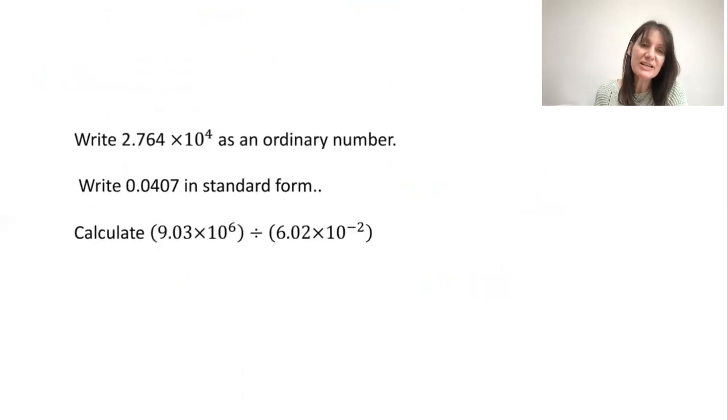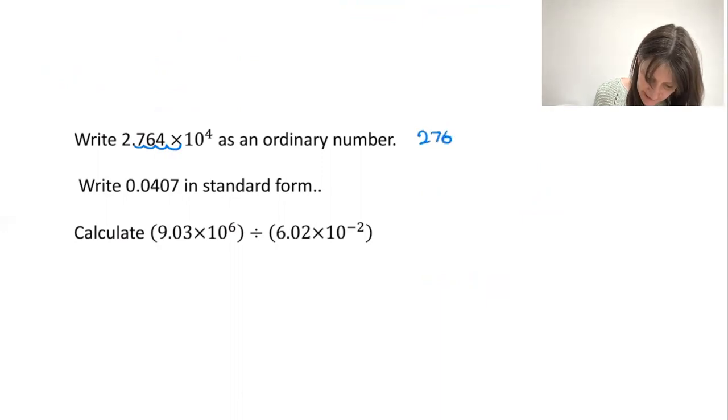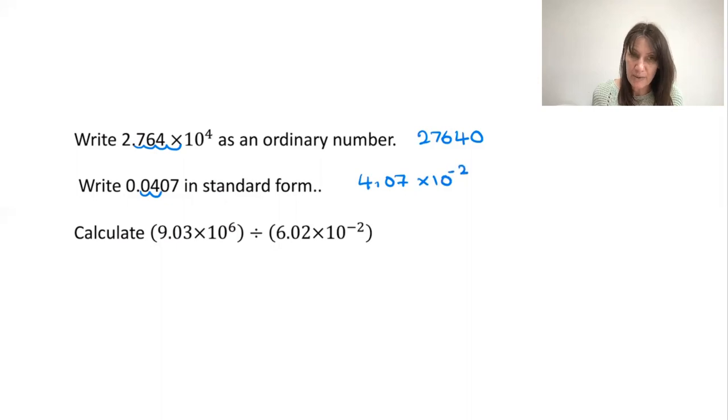Okay, next question is on standard form. So pause and press play when you're ready. Okay, so we have got 1, 2, 3, 4, and I've got an empty bucket there. So 2, 7, 6, 4, and that extra 0. Is writing that as an ordinary number. Writing in standard form means that this decimal point really needs to be here in front of the 4. So I've got 4.07 times 10, and I moved it 2 places, so it's minus 2.